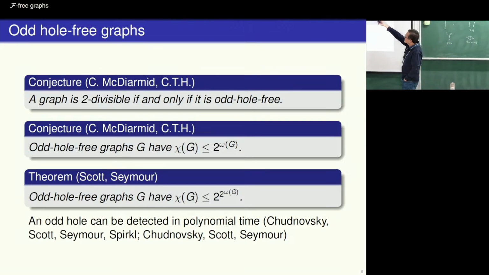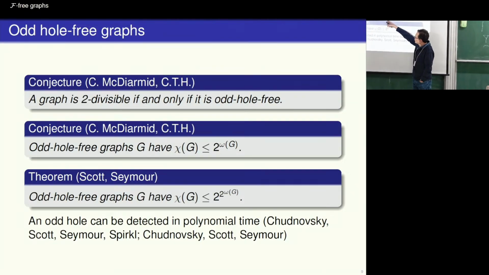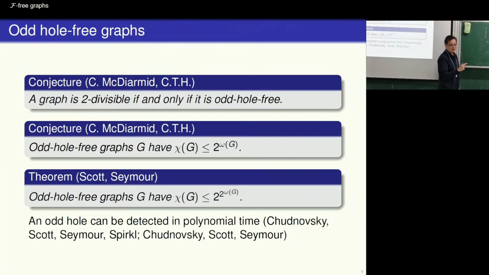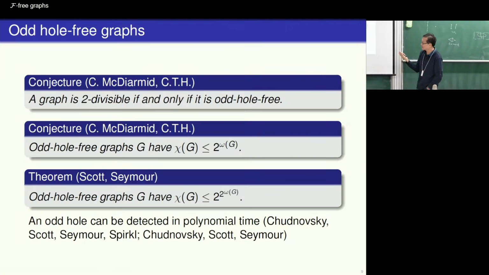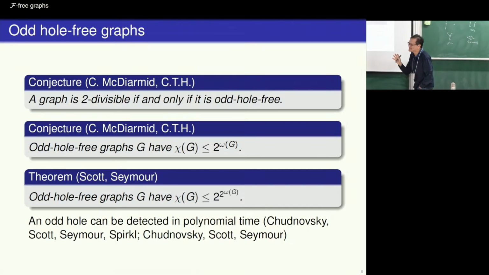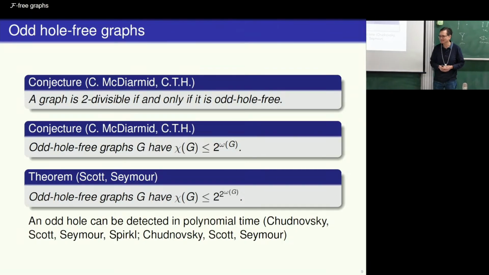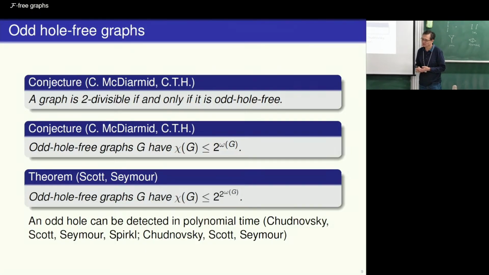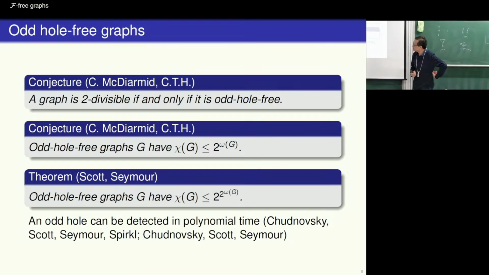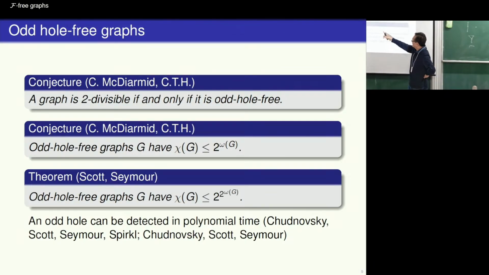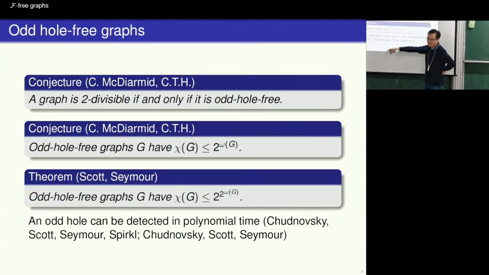Of course, this conjecture implies that for an odd hole free graph, the chromatic number is at most 2 to the omega, for the reason I just explained. Possibly 2 to the omega minus 1, you can play with it. Scott and Seymour proved that odd hole free graphs have chromatic number at most 2 to the 2 to the omega. Okay, so it's still a big gap, right?